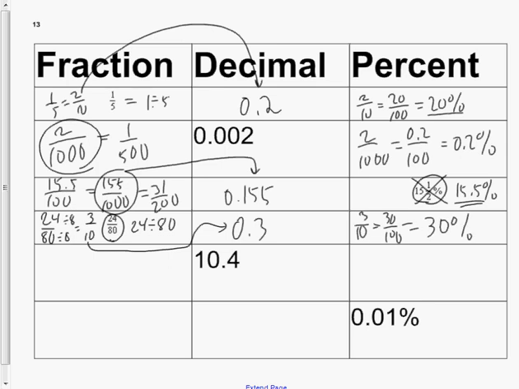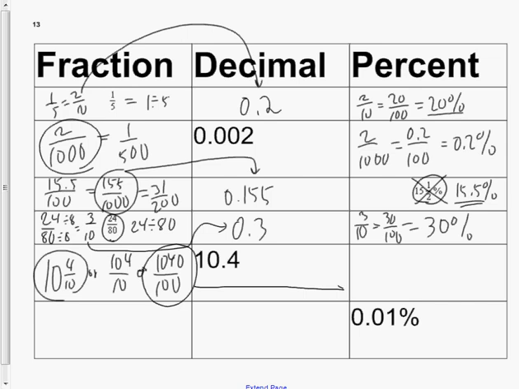If anyone made a lot of mistakes, it was on this next question, 10.4. As a fraction, it's 10 4/10, or 104 tenths, or 1,040 hundredths. This is really the one I wanted, or 10 2/5 in lowest terms. However, of all of those, this is the important one, because if you go over here, 1,040 out of 100 is 1,040%. Okay, so 10.4 really represents the number 1,040%.